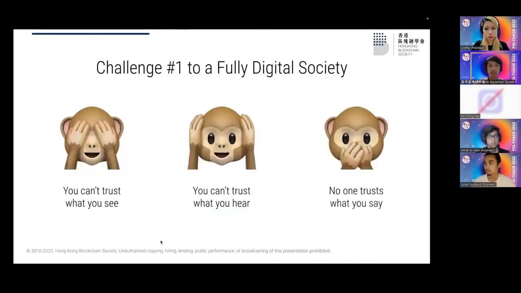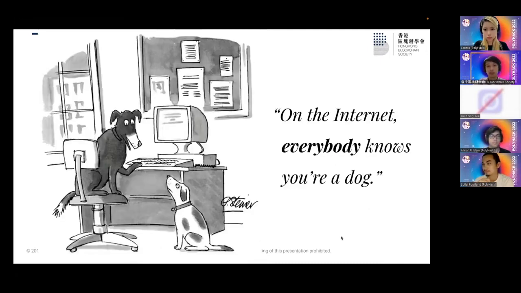So it's a fully digital society. So you can't trust what you see because anyone can be anybody, okay? You can't trust what you hear and no one trusts what you say, okay? So this is the Web 1.0 problem in general. Now here is the irony. In the Web 2.0 world, everybody knows you're a dog.